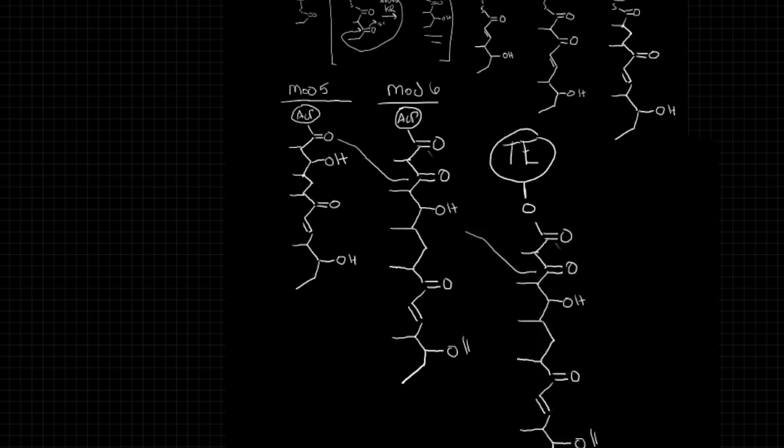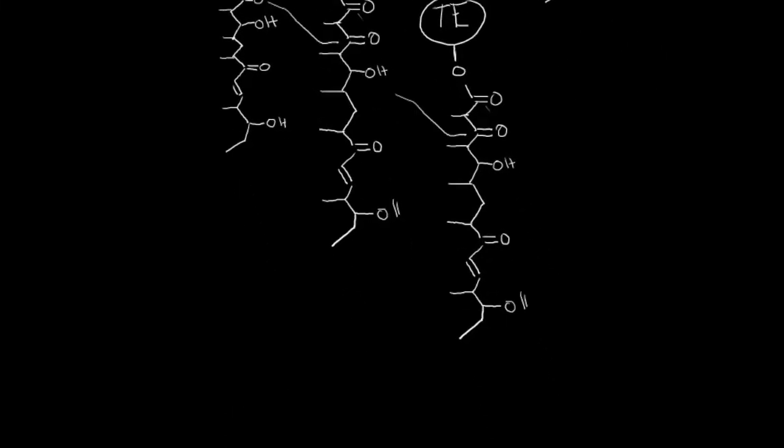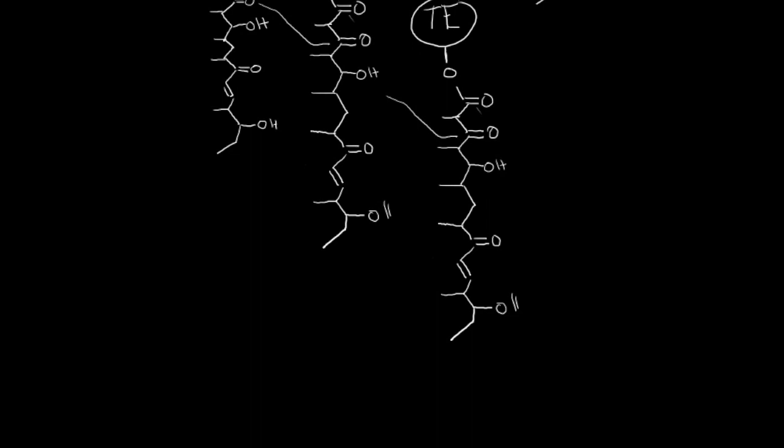All right, so you have something like this here, and then what this TE is going to do is take this OH group, probably at the terminus, in the sense of these are what we're going to classically see, these macrolactones, and then it's going to cyclize this polyketide product.